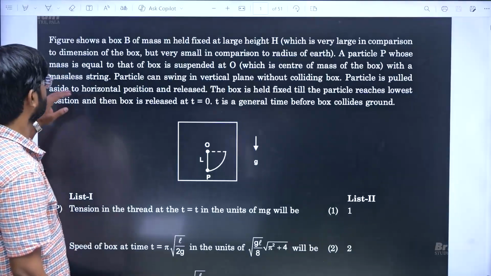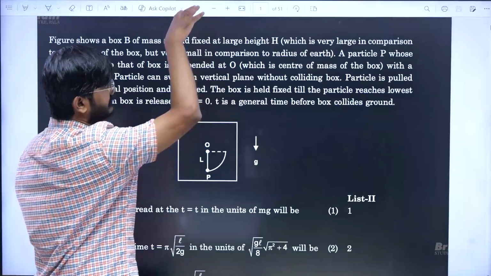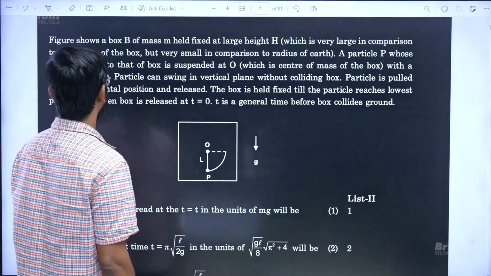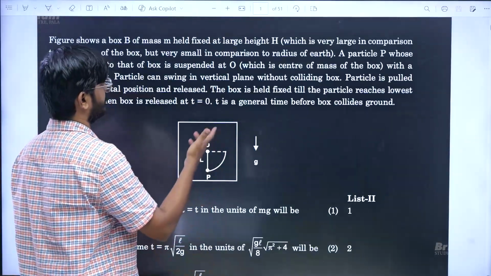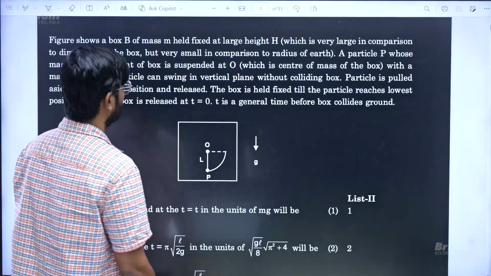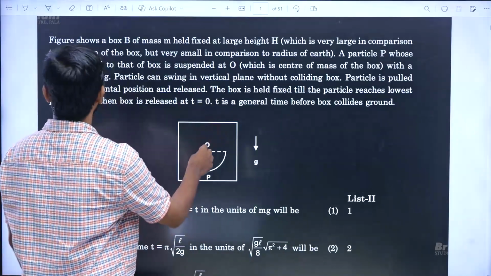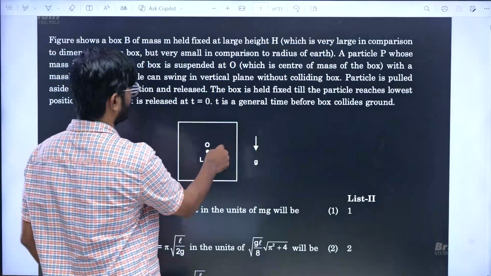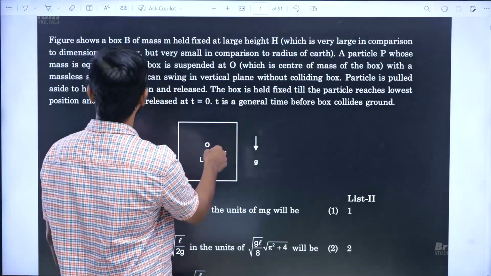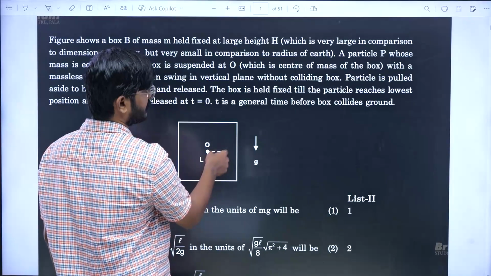The first question says, the figure shows a box B of mass m held fixed at a large height, which is very large in comparison to the dimensions of the box, but very small in comparison to the radius. So the meaning is acceleration due to gravity is g, but it takes long enough time to hit. A particle P whose mass is equal to the mass of the box is suspended at O, which is the center of mass of the box, with a massless string.